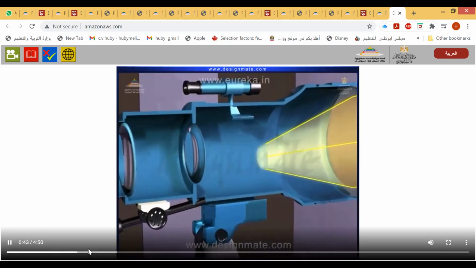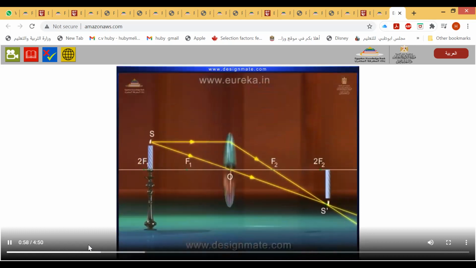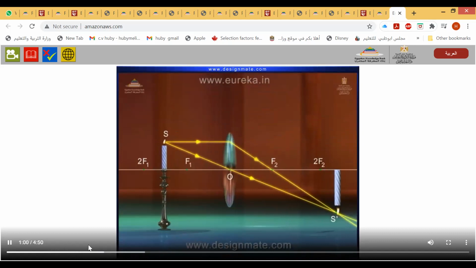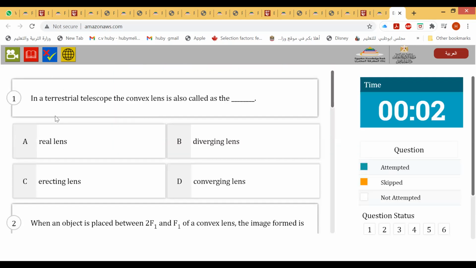Here, the image to be erected is positioned at 2F of this lens. As the light rays pass through this lens, they converge to give an erect image of the object at 2F on the other side of the lens. Next, on further moving the object closer to the lens, so that it is positioned between 2F1 and F1, and so on. We will continue.